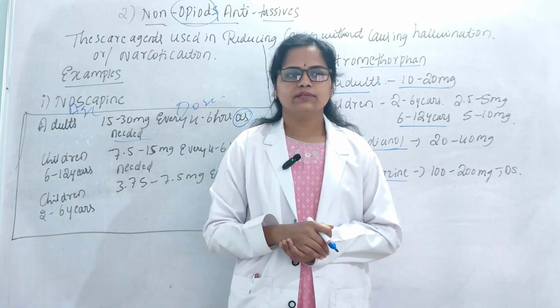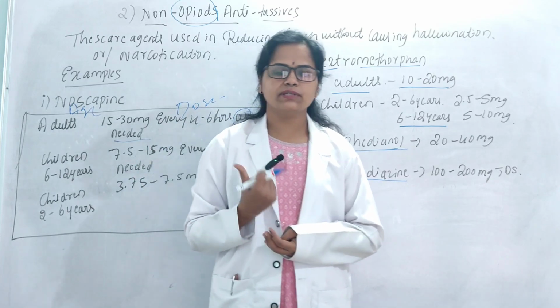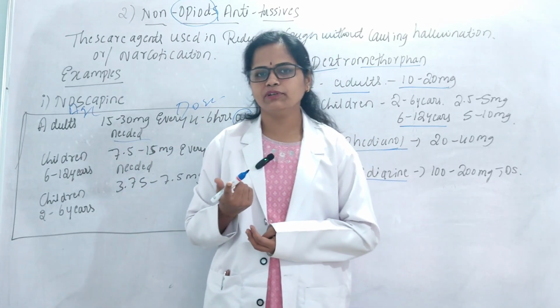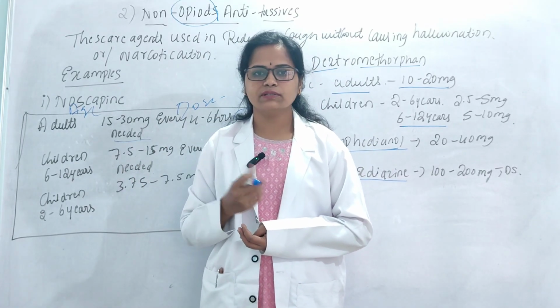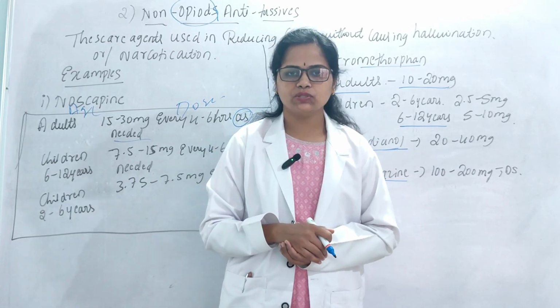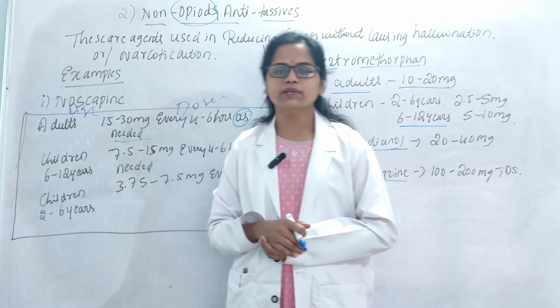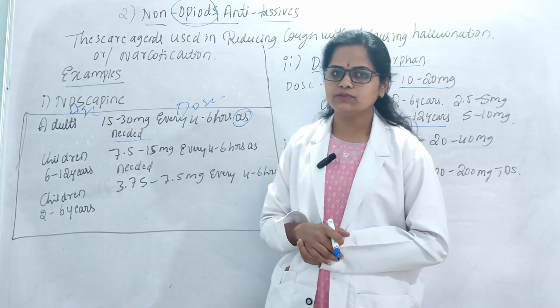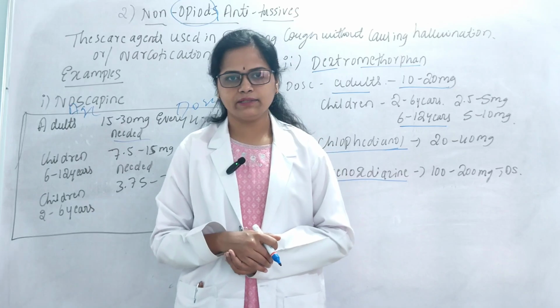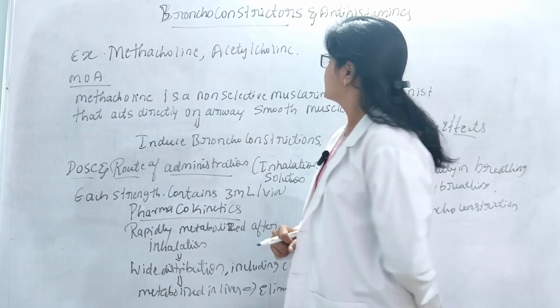The side effects are usually common for all the drugs. Those are nausea, vomiting, headache, and the patient may feel slurred speech. Sometimes the patient may have blurred vision, palpitations and GI discomfort. So these are the common side effects of non-opioid antitussives.